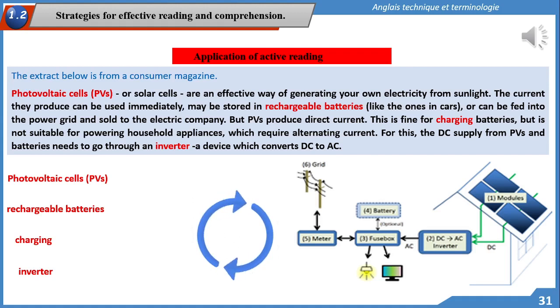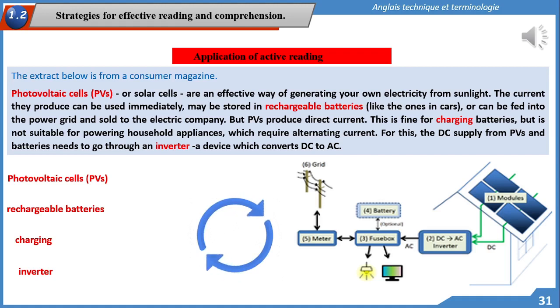Photovoltaic cells, PVs, or solar cells are an effective way of generating your own electricity from sunlight. The current they produce can be used immediately, may be stored in rechargeable batteries, like the ones in cars, or can be fed into the power grid and sold to the electric company.